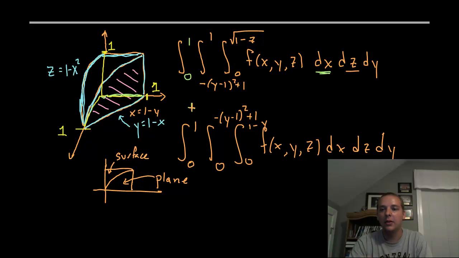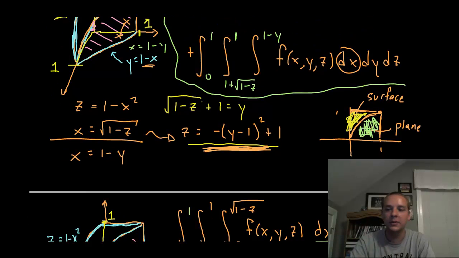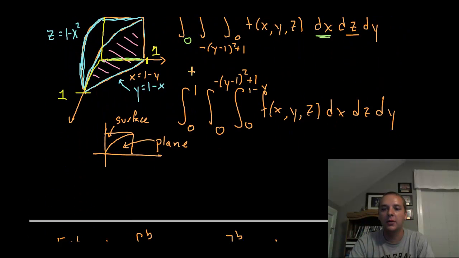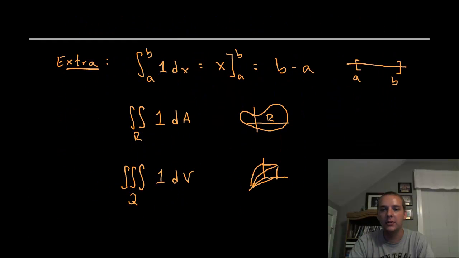We have to add those two together. Now the last two I know were not very fun, but we made it. We did all 6 orders of integration there. Now just something a little extra here. This is a little extra tidbit.